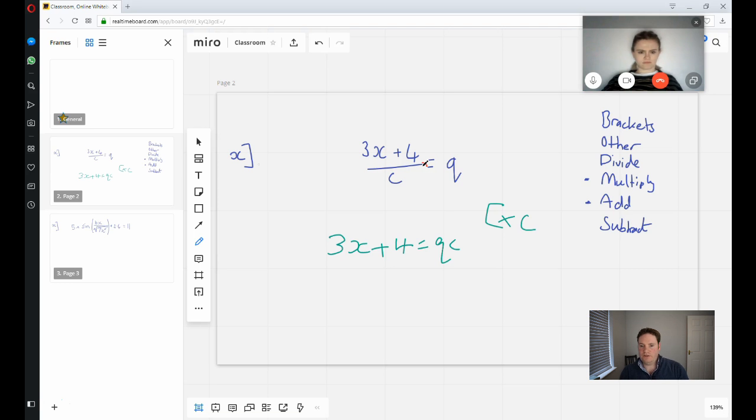Actually, let me just make it easier for you. So rearranging is like reversing an equation. So when we're rearranging, we use BODMAS in reverse. Oh! Right. Okay. So I'll need to get rid of the plus 4 first. Yeah, exactly. Right, okay.